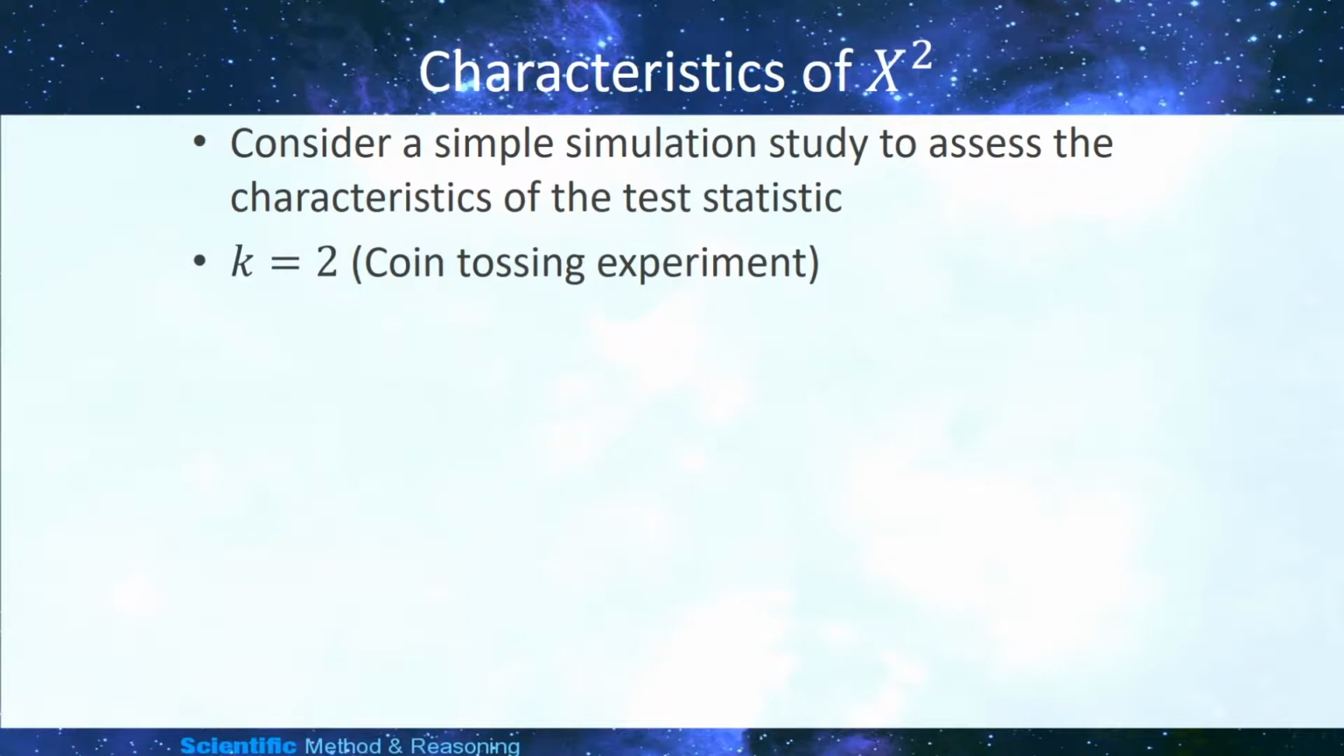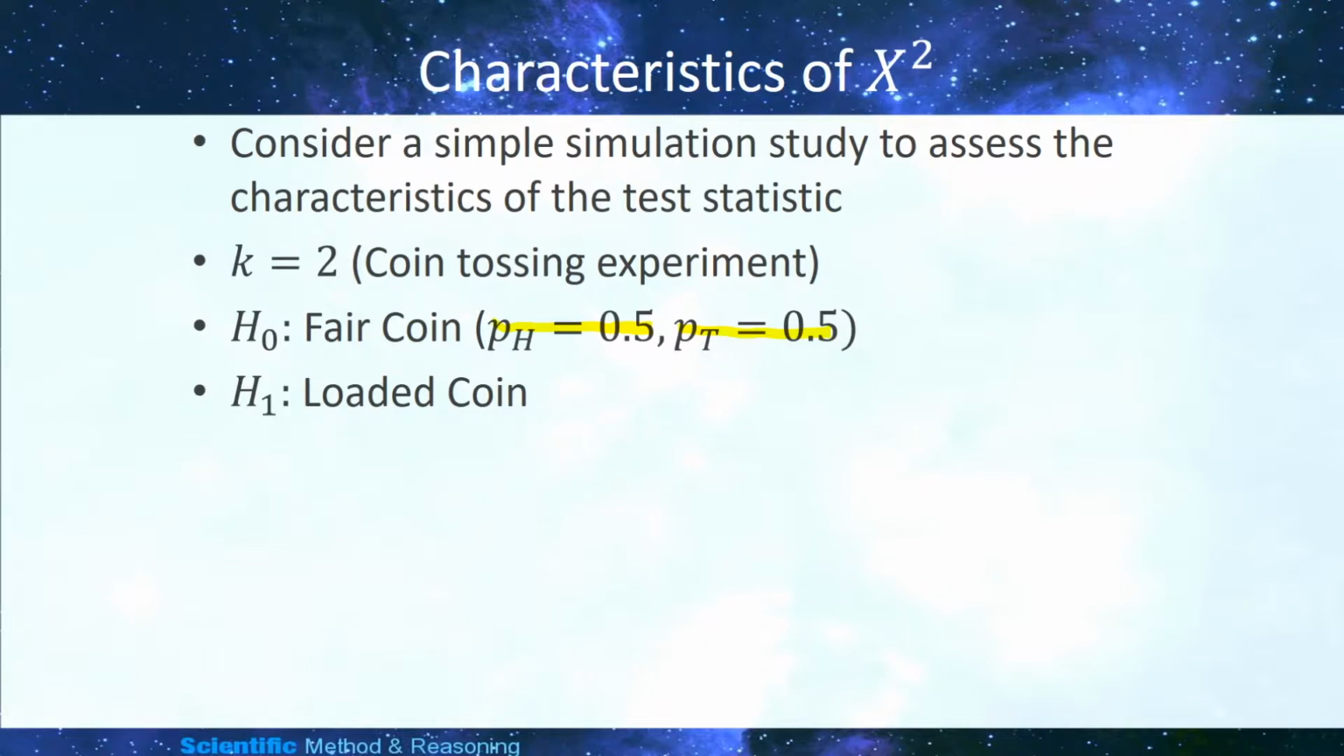We consider k equals 2, which is a coin tossing experiment. The null hypothesis is that the coin is actually a fair coin, such that the proportion of getting a head in each trial equals 0.5, and the proportion of getting a tail equals 0.5. When k equals 2, we simply specify the two proportions, even though specifying the proportion of getting a head is equivalent to setting the proportion of getting a tail as well. And the alternative hypothesis is that the coin is a loaded coin, such that the proportion of getting a tail is not equal to 0.5.